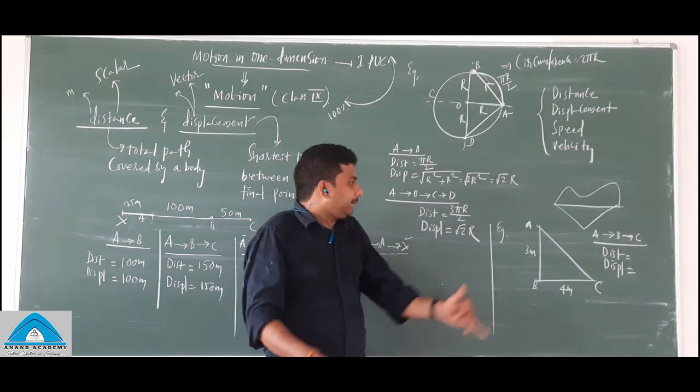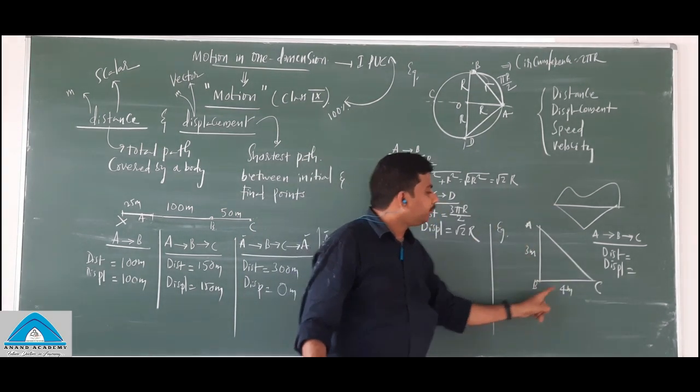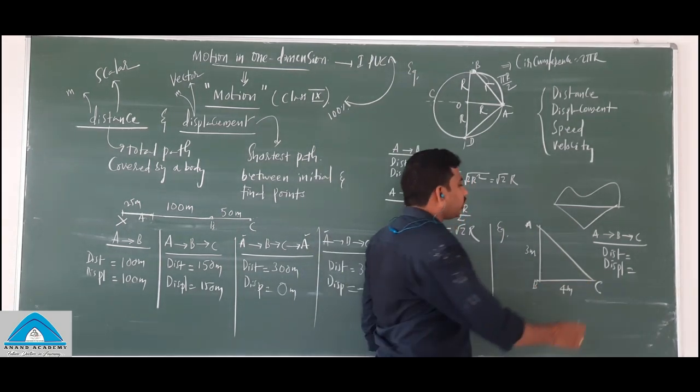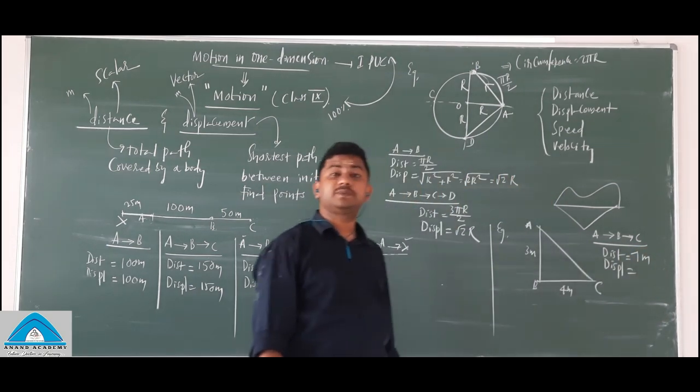Body is starting from A, reaching to C. How? Via B. A to B, B to C. Distance: A to B is 3 meters, B to C is 4 meters. 3 plus 4 will be 7 meters. And what is the displacement?